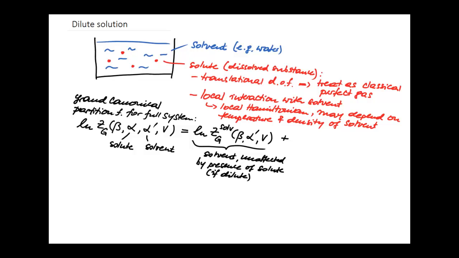But for the solute, we now have to pay attention that we have these two different kinds of degrees of freedom. We have the translational degrees of freedom, and as far as the translational degrees of freedom are concerned, we treat the solute as a classical ideal gas, monatomic gas, structureless gas. So if it was only the translational degrees of freedom, we would then have the log of the grand canonical partition function of a classical monatomic perfect gas, and this partition function depends on beta, it depends on the alpha relating to the solute, and it depends on volume. So if it was only the translational degrees of freedom, that would be it.